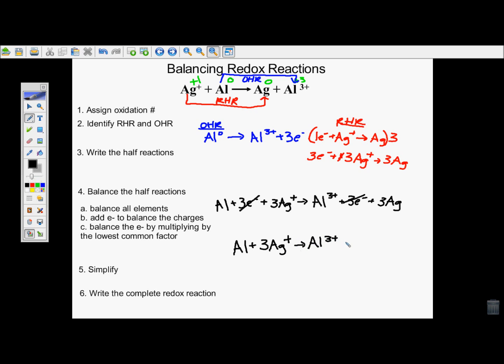If you look back at the original equation, you'll see that it didn't really look like it needed to be balanced. There was 1 and 1 and 1 and 1. But now we have these 3s on the silvers. So this is why you must balance it this way using the electrons, because even though it may look like all the atoms are balanced, because of the changes in oxidation number, they aren't really balanced because of how many electrons need to be transferred. So you must do it this way.